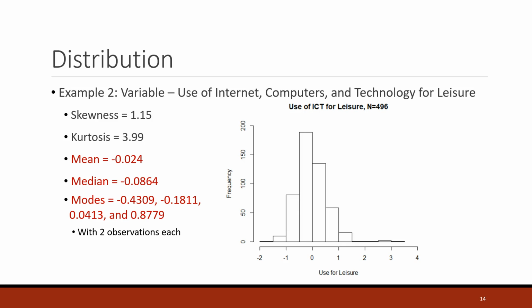Okay, so for example 2, the variable is use of internet, computers, and technology for leisure. So again, I've added in the mean, median, and modes here. So the mean is negative 0.024, so that's the average value. The median is negative 0.0864, that's the middle value. And then the modes, which we have 4 in this case, are negative 0.4309, negative 0.1811, 0.0413, and 0.8779. And there are 2 observations at each of those 4 values.